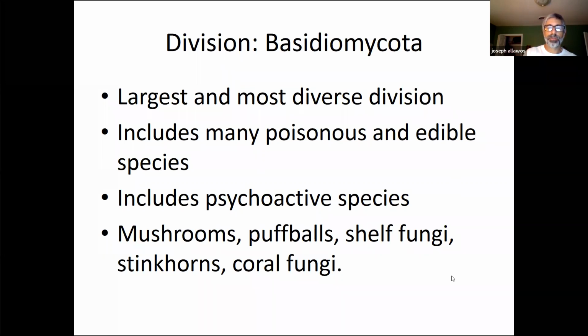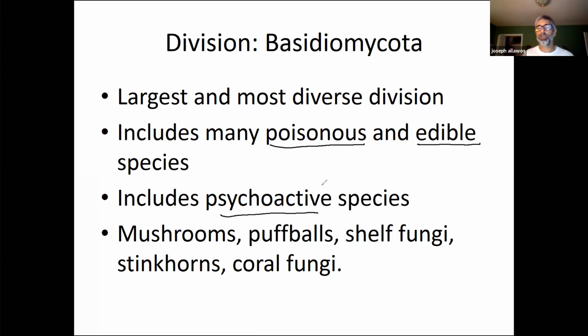Well, as you can see, it is the largest and most diverse group. How is it relevant? It includes many poisonous species and many edible species. It includes the most poisonous species of fungi, which incidentally are some of the most poisonous things on Earth in terms of the amount of the chemical that it takes to kill a human. Okay. It also includes many psychoactive species, including psilocybe. The genus psilocybe are the so-called magic mushrooms, which contain psilocybin, which is another serotonin or hydroxytryptamine analog.